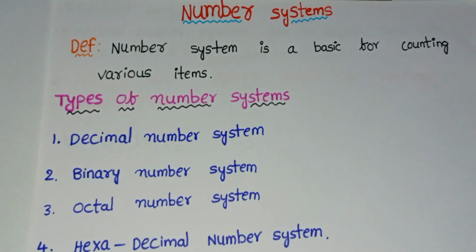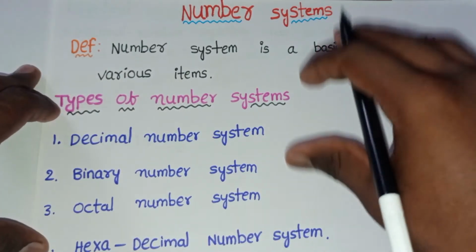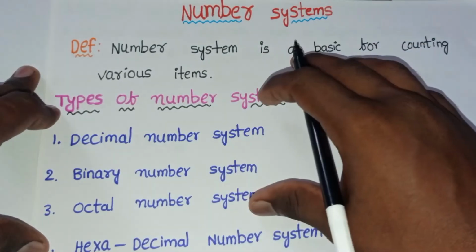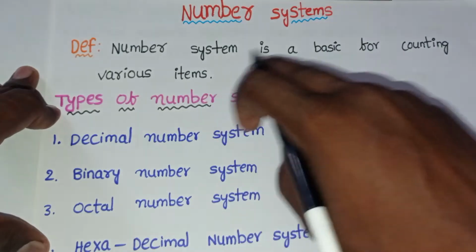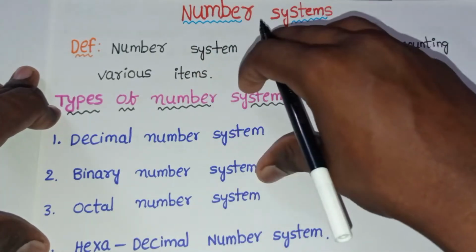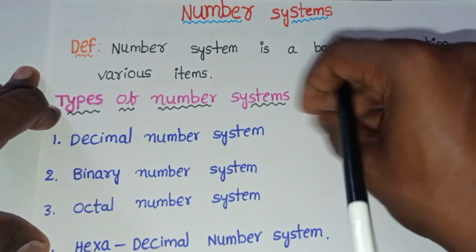Hello friends, in this video I am going to teach you number systems and types of number systems briefly. Okay, first let's see what is number system. Number system is a basis for counting various items. The main use of number system is for counting various items or elements.